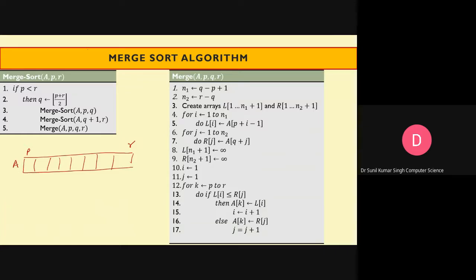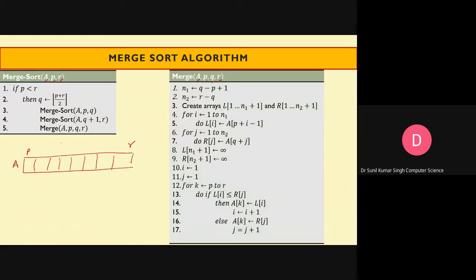Now here there are two functions for sorting the list of elements using merge sort. Merge sort uses three parameters: A, the name of the array, P, the first index, and R, the last index. And this second function is just for merging the list, taking the parameters A, P, Q, the midpoint, and R, the last index.